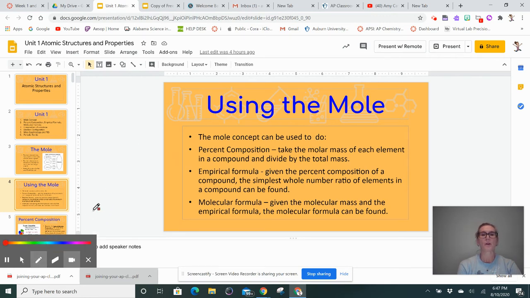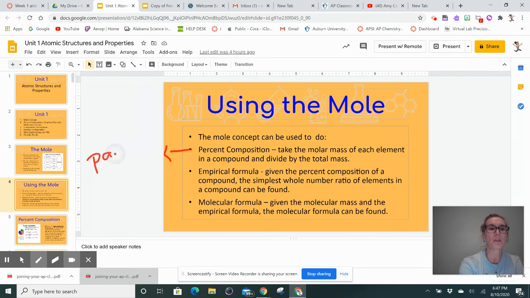Okay. So using the mole, again, it can be used to find percent composition. And remember, percent composition, that just means the part of something divided by the total. Over time, my handwriting will get better. It's been a long time since I've done this. So percent composition takes a particular part of that compound and its mass divided by the total mass of the compound. So we're going to take the molecular mass of each element and divide it by the total mass of the entire compound. That's percent composition.